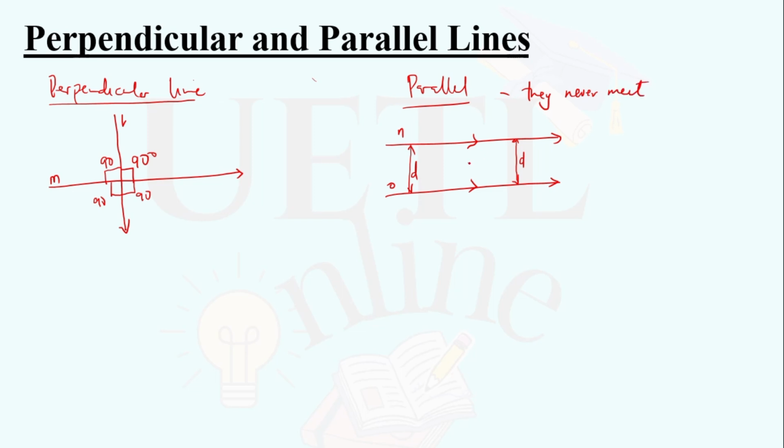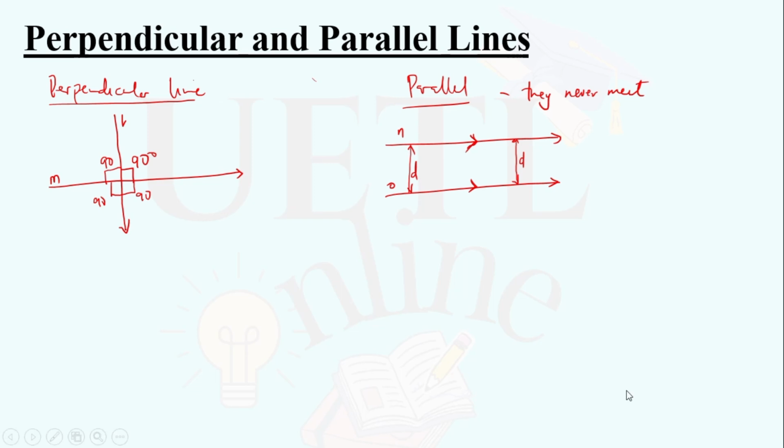These are two important lines to grab: perpendicular and parallel lines. Parallel lines never meet. They have an equal distance between them, and they are represented with arrows like this. If you see two lines with these arrows, this means that they are parallel.